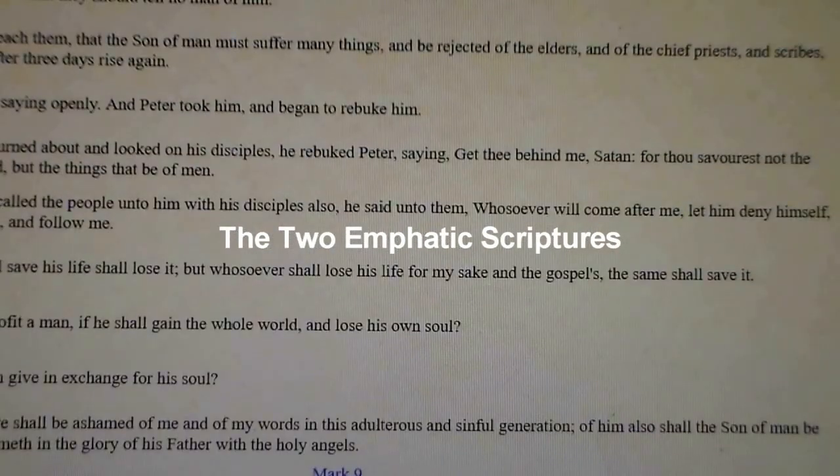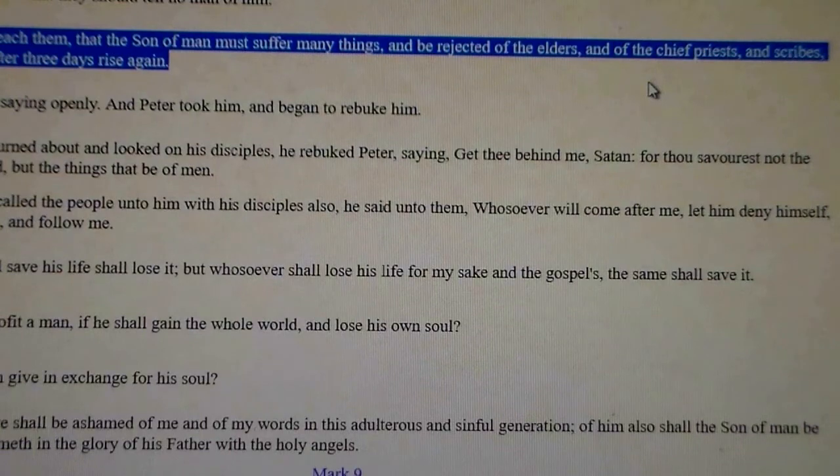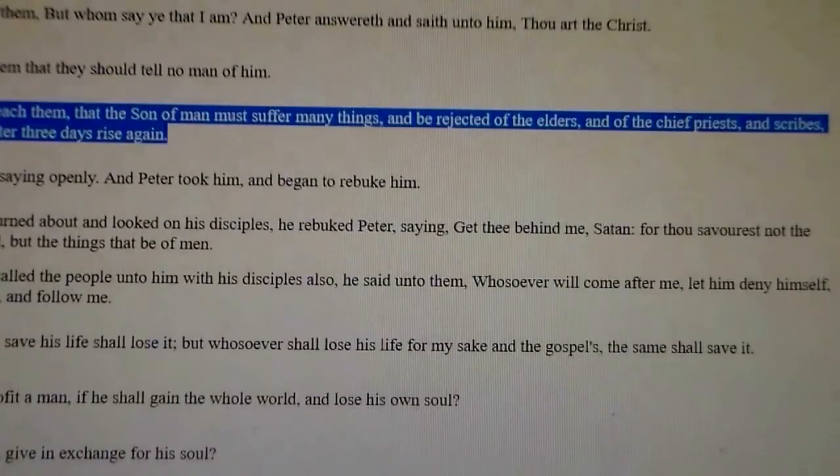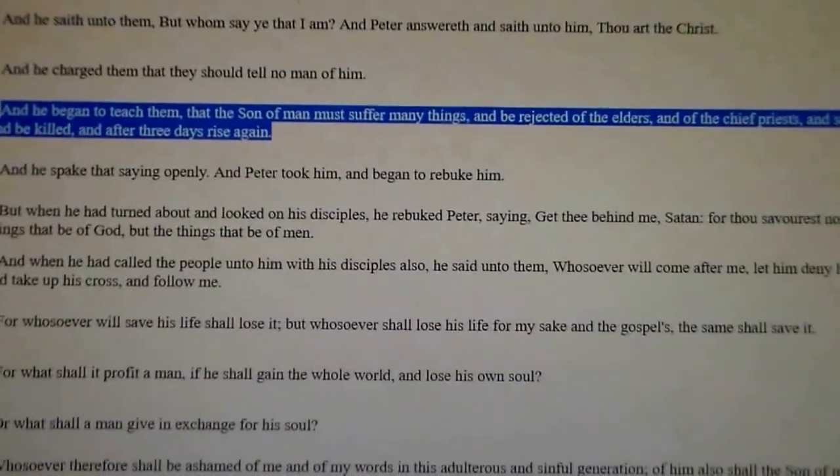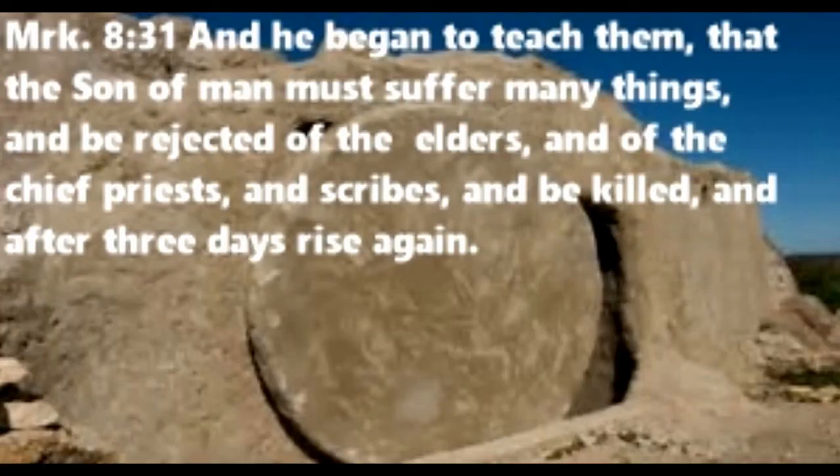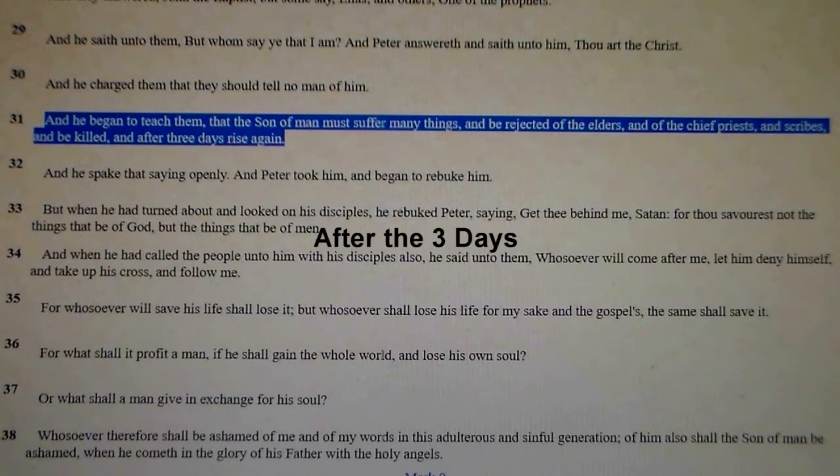Oh, I think it's right here. And it says, and he began to teach them that the Son of Man must suffer many things and be rejected of the elders and of the chief priests and scribes and be killed, and after 3 days rise again. So when did Jesus Christ resurrect? After 3 days. So right there it creates a problem. If Jesus Christ was crucified on Friday, well, that couldn't have been possible. He had to resurrect after 3 days.